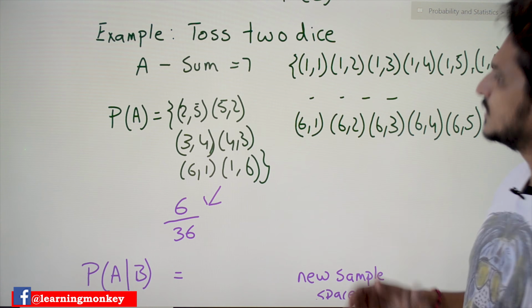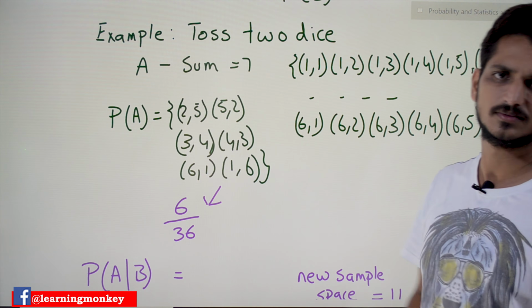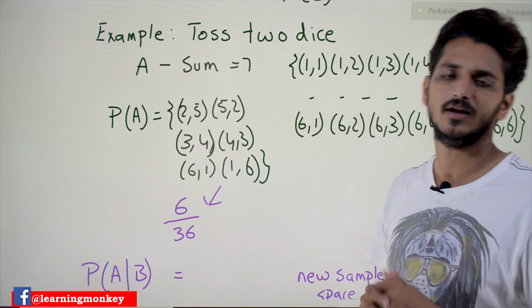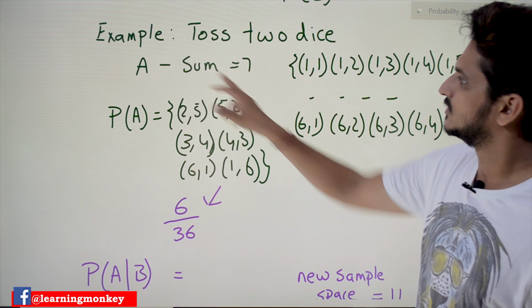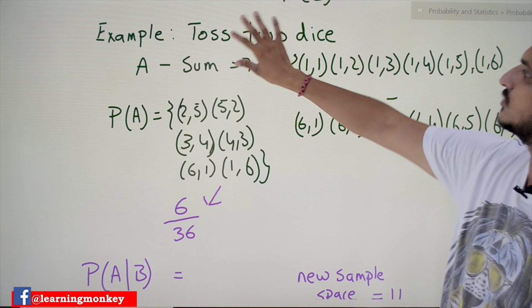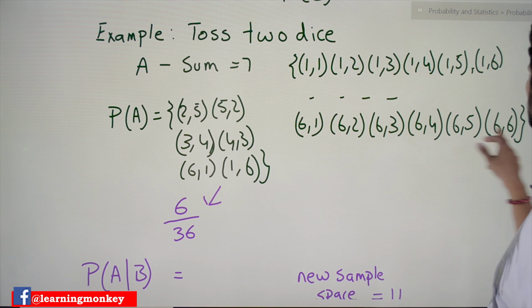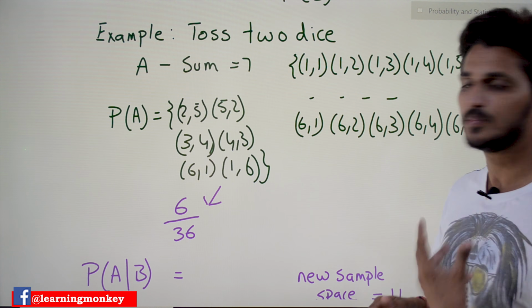Let's take a simple example which we already did in our previous classes. Toss two dice. Our event A is that the sum should be 7, the sum of the values on the two dice. So what's the sample space if you toss two dice? 1 1, 1 2, 1 3 and so on, 1 6, 6 1, 6 2 up to 6 6, which means a total of 36 outcomes are there.